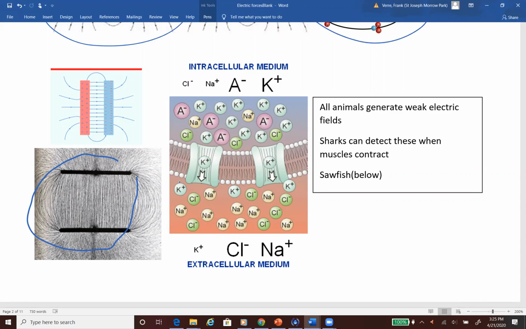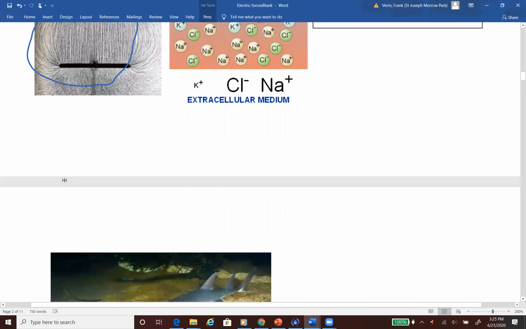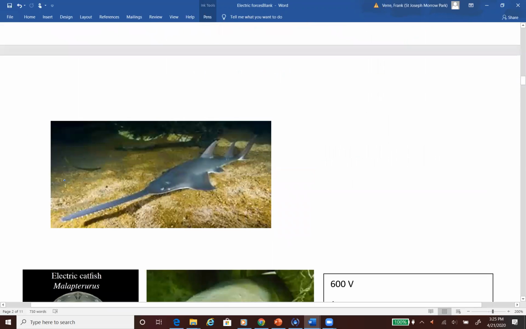What's really cool about electric fields is that we all generate them. We all generate very small, weak electric fields because our nervous system generates electric fields. Our muscles generate these very tiny electric fields. We can't detect them, but some organisms can. So, for example, sharks can, and so can this sawfish.